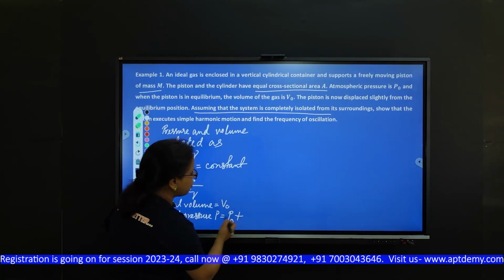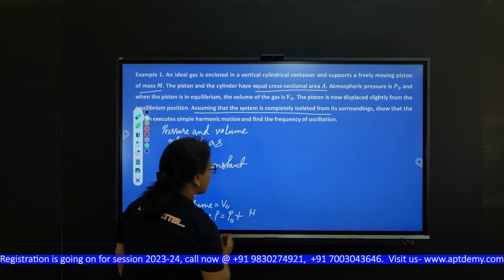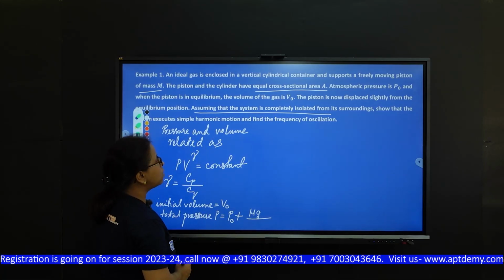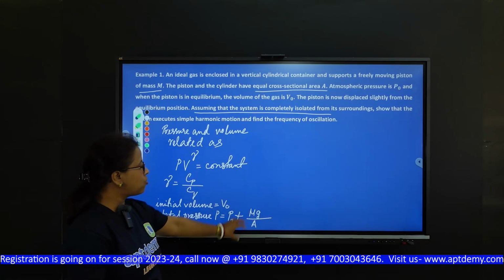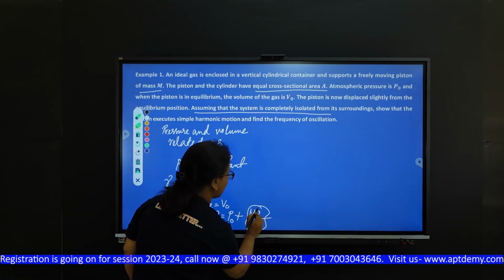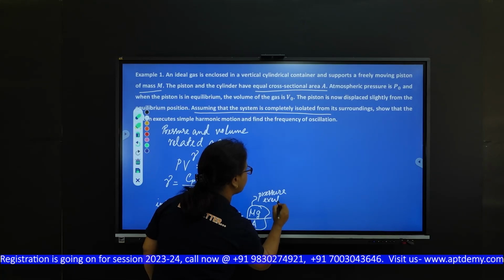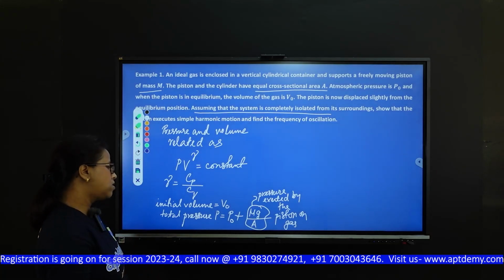Now, what is the pressure exerted by the piston on the gas? That will be the force per unit area. So, the mass of the piston is m, the force is mg, and this is divided by the area. The area is A, which is the same for the cylinder as well as the piston. So, this component indicates the pressure exerted by the piston on the gas. So we have the net pressure in this form.